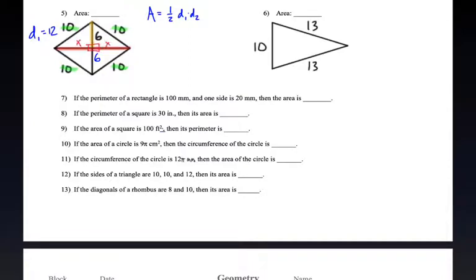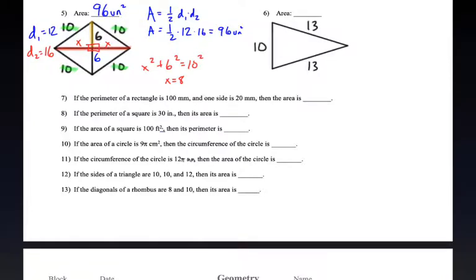Now I'm going to use the right triangle that forms from the angle there in the middle. 6 squared plus 8 squared equals 10 squared. So that other piece is 8, which means the other diagonal is 16. Those diagonals get chopped in half. So now 1/2 times 12 times 16 is 96 units squared.